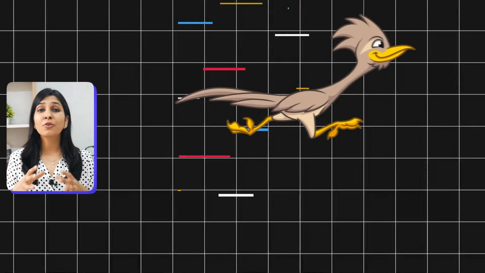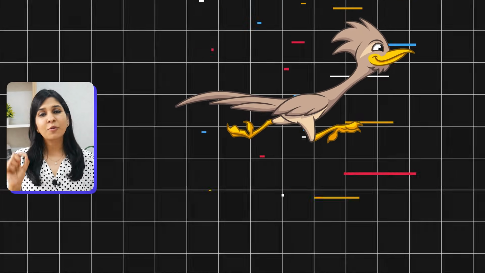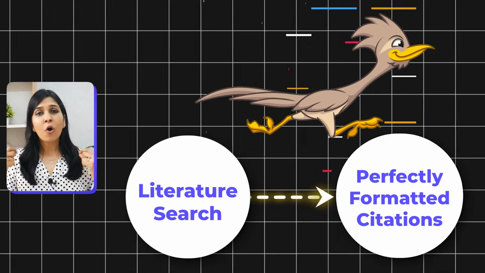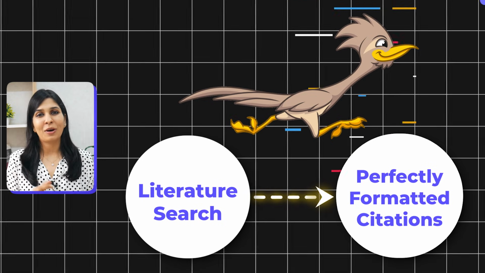True to its name, Roadrunner AI speeds up every part of the research process, right from the first literature search to perfectly formatted citations, all under one unified workspace. So come, let's take a closer look as to how we can use it.